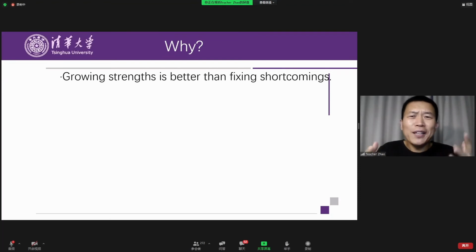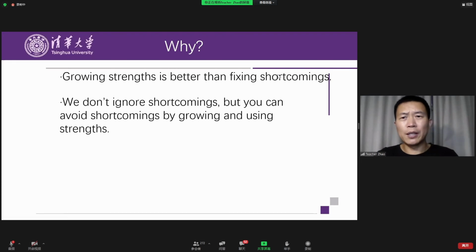Why do we spend one class on character strength? Because science found that growing strength is better than fixing weakness. We, of course, don't ignore our shortcomings, but you can avoid shortcomings by growing and using strengths. Of course, for serious, big problems, you still need to fix them.